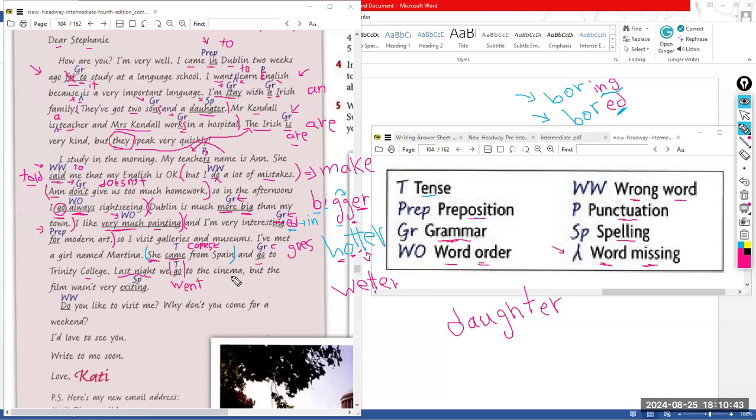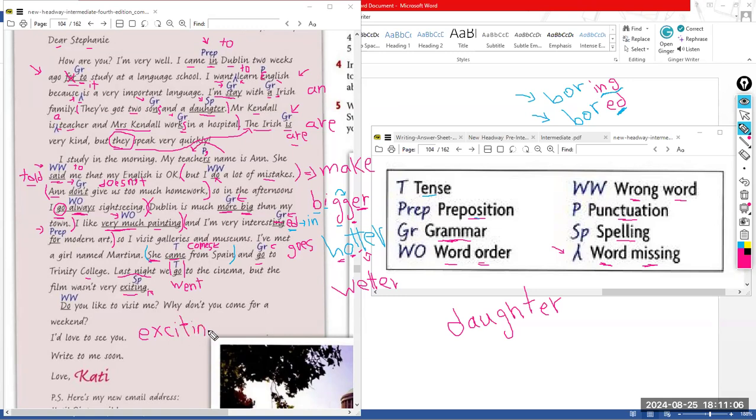So last night we went to the cinema, but the film wasn't very exciting. So notice here the mistake is a spelling mistake. Can you please correct it? Exactly. So notice that I have to write exciting like this. So this is a spelling mistake.